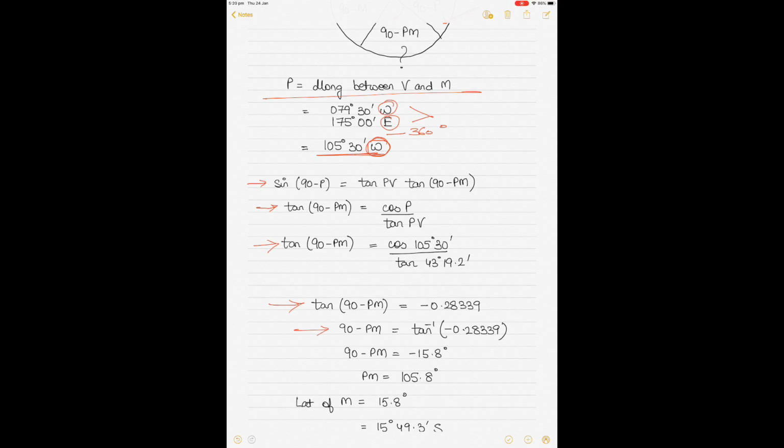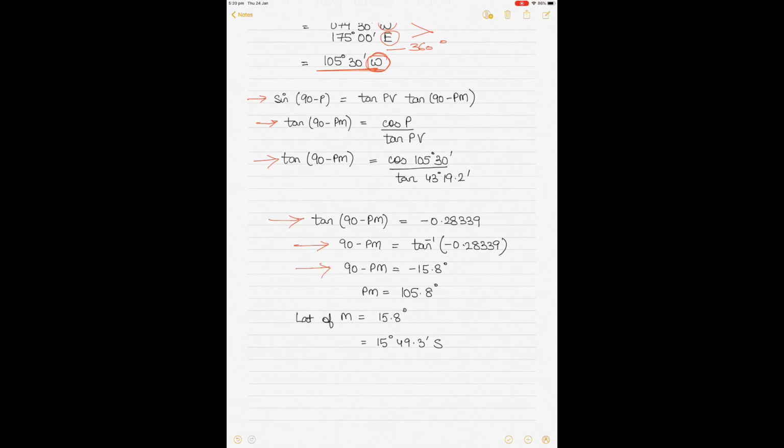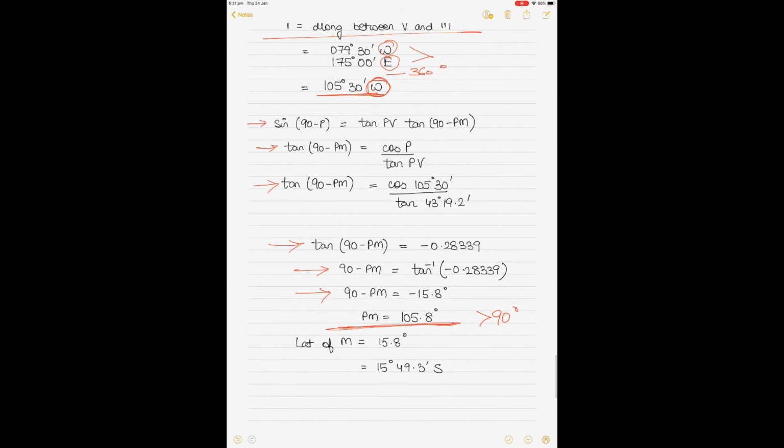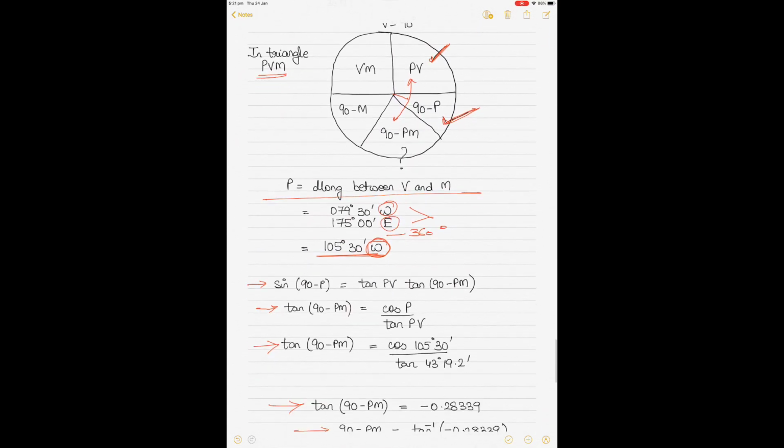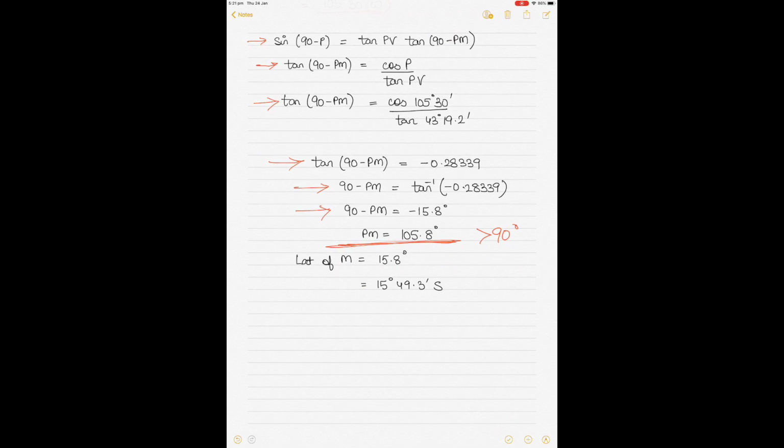Use the known to find out the unknown, and once you get PM, you know that you are on the other side. Why I said the other side is because this value is more than 90 degrees, right? That means your M is now in the southern hemisphere, so your equator is probably somewhere here. Again, it's not to scale, so please excuse me. So you are now here. Because it's more than 90, PM, from P to the equator, is 90 degrees, right? So PM more than 90 means you are somewhere here. If it's 105.8, which is the case here, just subtract 90 from it.